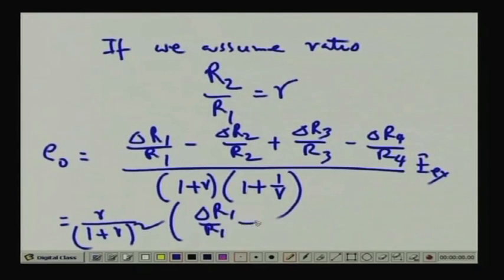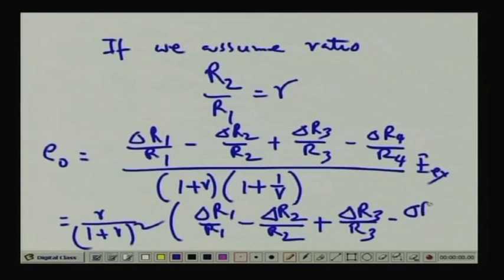This will give us the equation: r over (1 plus r) whole square, into delta R1 by R1 minus delta R2 by R2 plus delta R3 by R3 minus delta R4 by R4, into Ex.